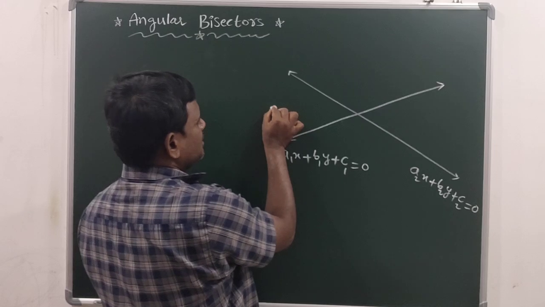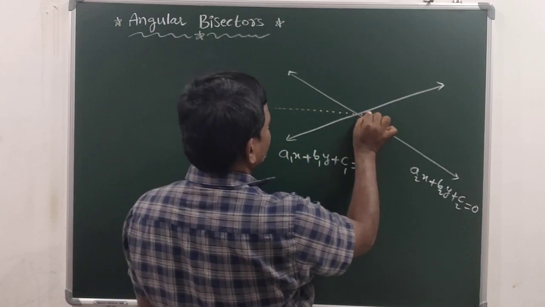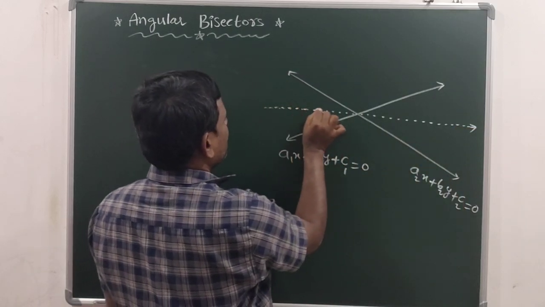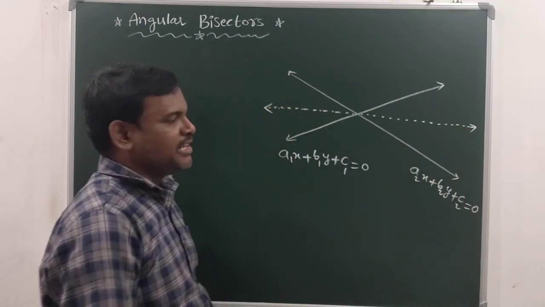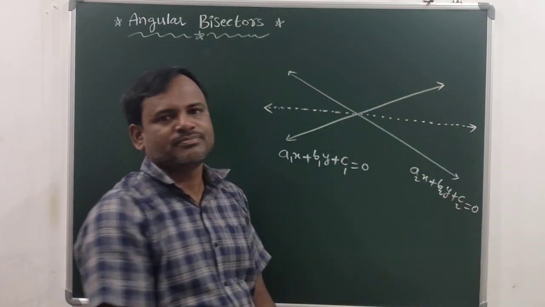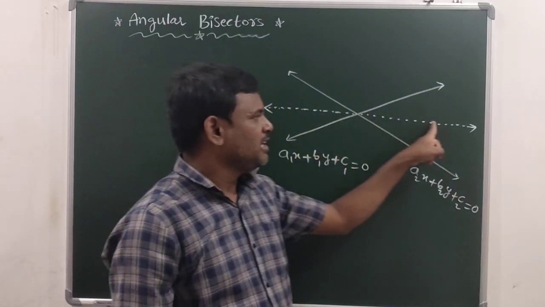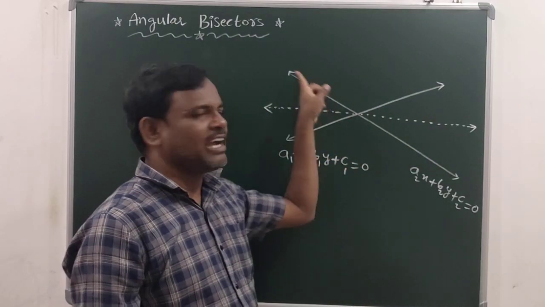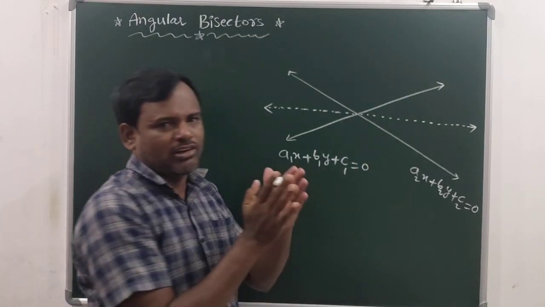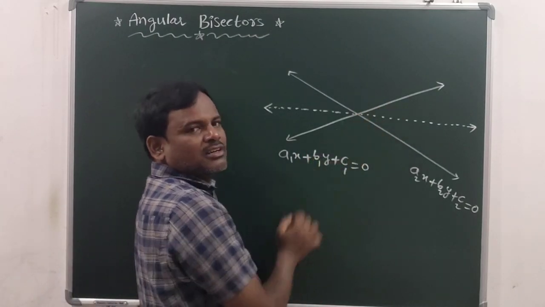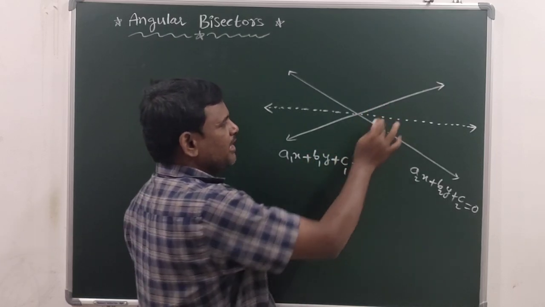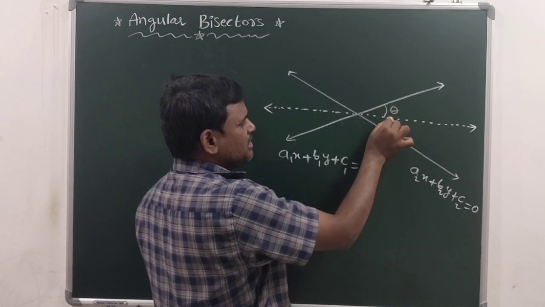So here this is the angular bisector. This is the angular bisector. What is the speciality of this angular bisector? It is equally inclined with these two lines. This is equally inclined with this line as well as this line. Equally inclined means which divides this angle into two equal halves. Suppose if it is 60 degrees, then this will be 30, this will be 30. Like if it is theta, then this will be also theta.